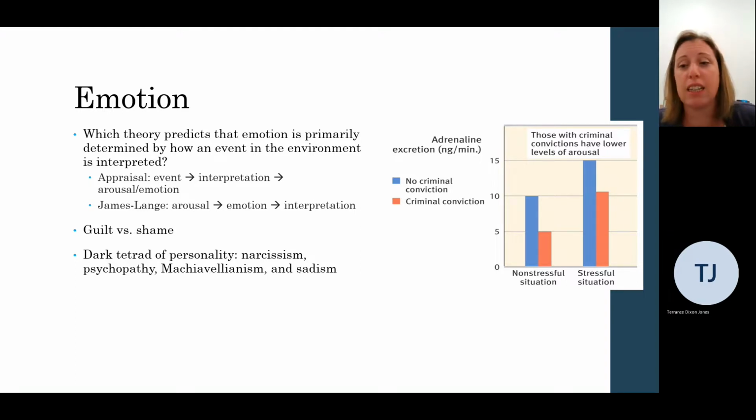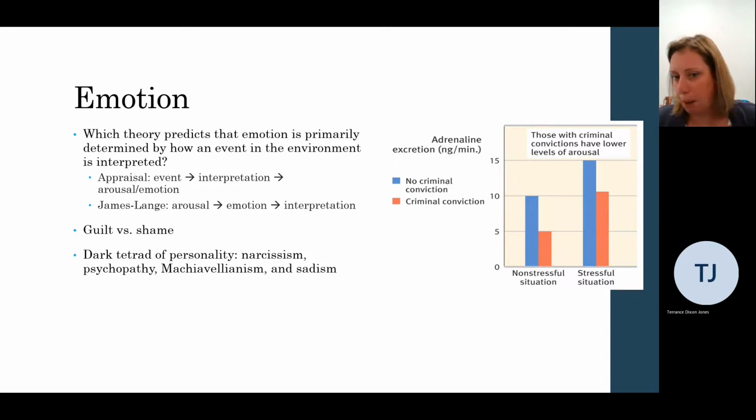James Lange theory says that emotion is based on how you interpret your reactions. So an event happens that causes arousal. It makes your heart race or makes tears, and that arousal is associated with an emotion, and you interpret your emotion based on that physiological arousal. So I think the book says that the right answer is James Lange, and I agree with you that I think appraisal makes more sense for the response to this. So that won't be on the test, but it was worth noting.